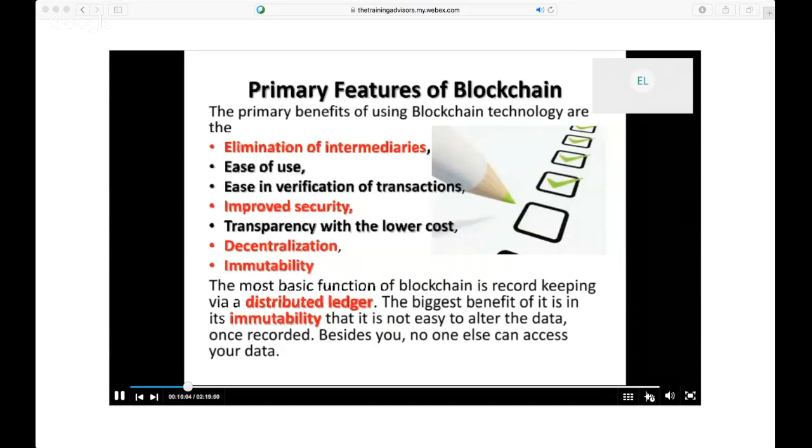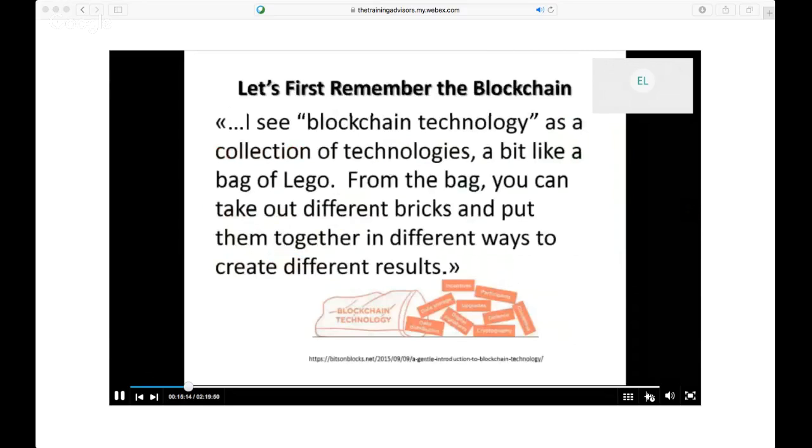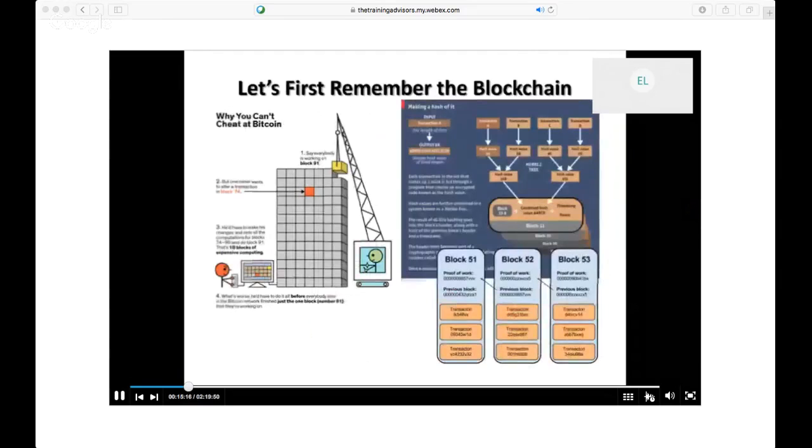When they built it, I'm sure they couldn't even imagine all the use cases that would come out of it, with the biggest benefit of it being that it is immutable. And when I say it's immutable, I think I've explained this before, but if you look at blocks 51, 52, and 53, let's say somebody goes in and changes one of these transactions in block 51. Let's say they change one piece of data.